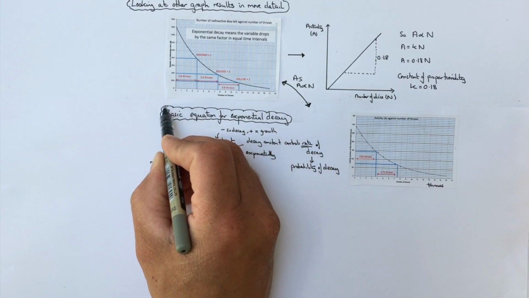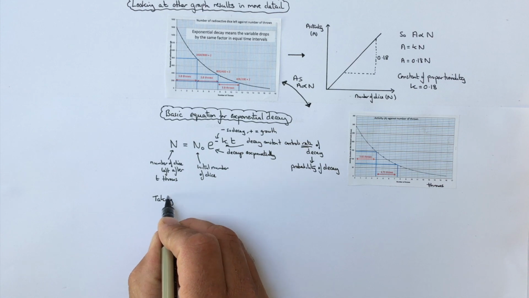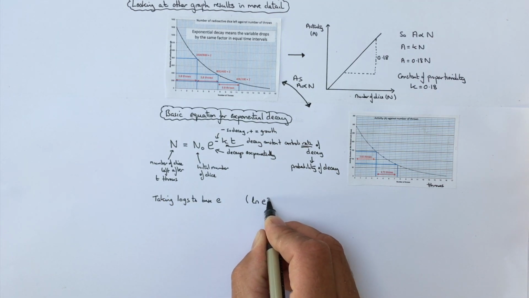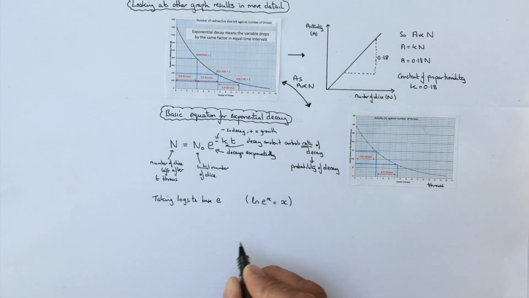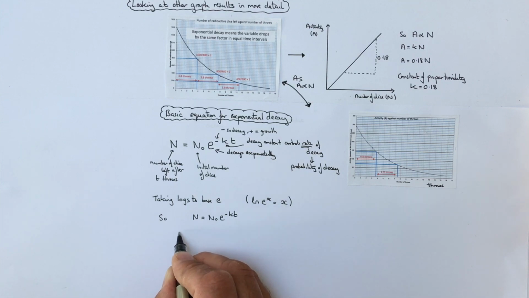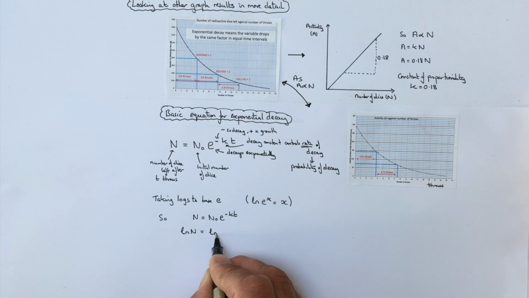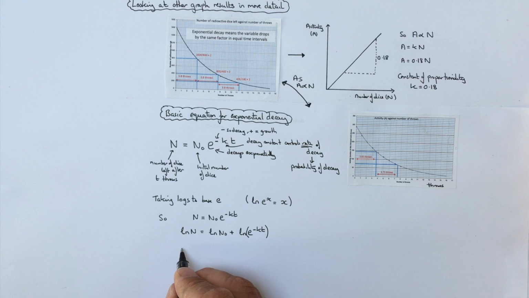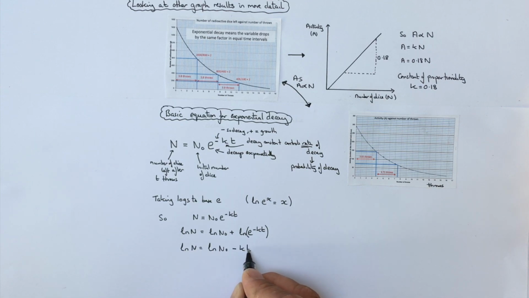So how can we get a linear relationship? Well, we need to take logs to the base e, where the log of e to the x is just equal to the power x. So N is equal to N naught e to the minus kt. Taking logs to the base e, we have ln N is equal to, don't forget when taking logs, if two things are multiplied together, you can split them up. So it's the log of N naught plus the log of e to the minus kt, which gives us the log of N is equal to the log of N naught minus kt.